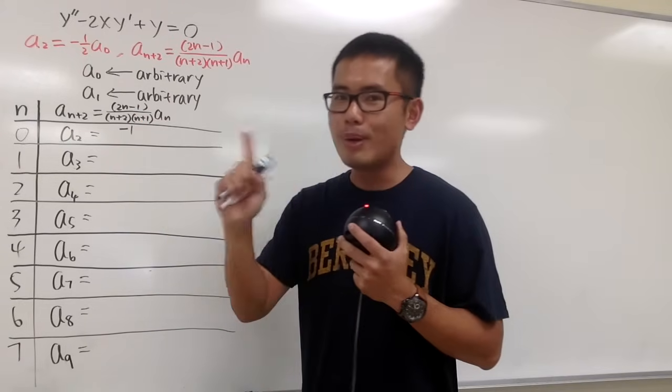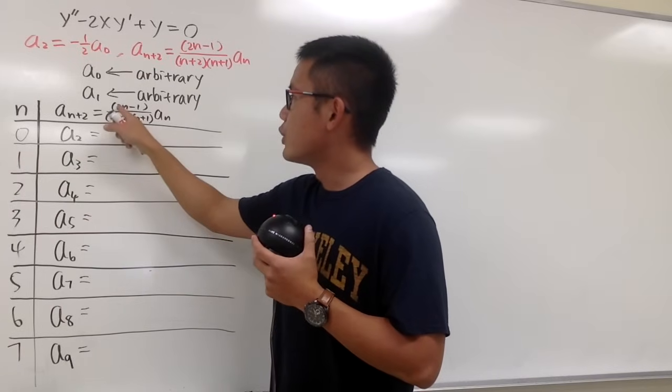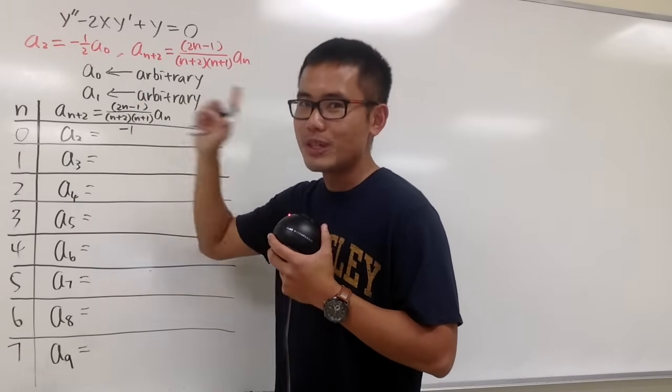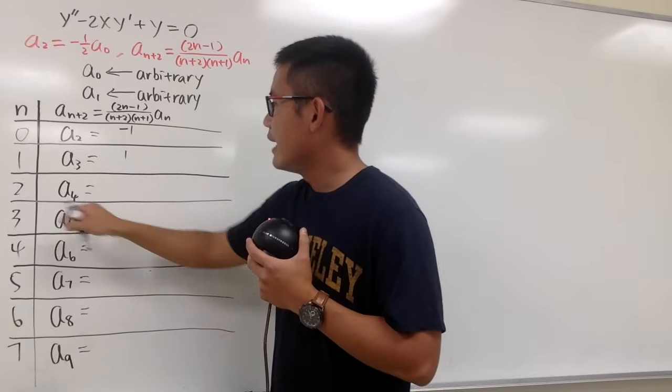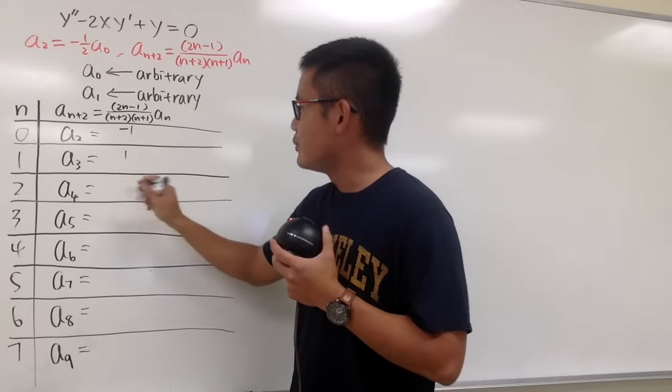Once again, just do one part at a time. Next, we have 1 plug into here. 2 times 1 is 2, minus 1 is 1. So we have positive 1. And then 2 right here. 2 times 2 is 4, minus 1 is 3, right?